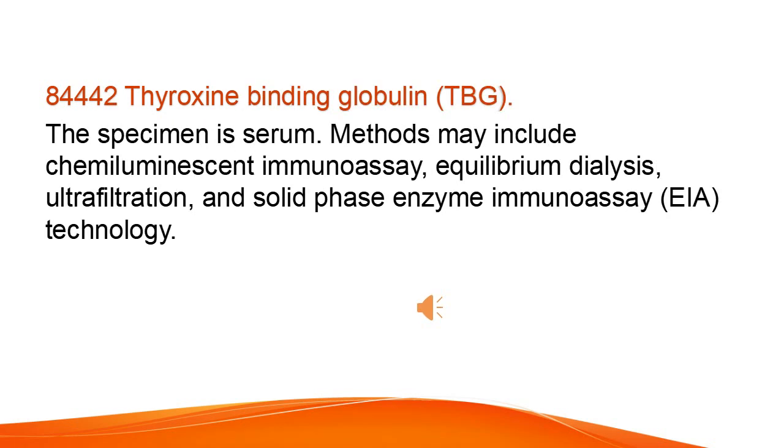Thyroxine binding globulin, TBG. The specimen is serum. Methods may include chemiluminescent immunoassay, equilibrium dialysis, ultrafiltration, and solid phase enzyme immunoassay, EIA, technology.